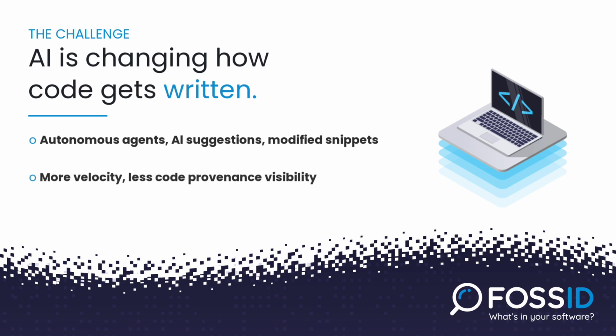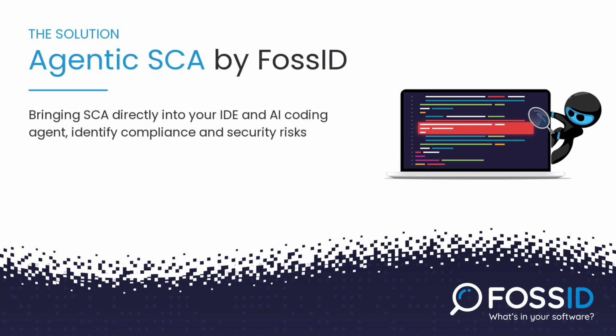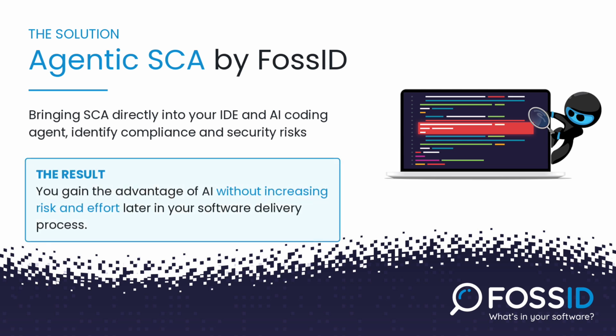This increased coding velocity with decreased code provenance visibility means more risk being discovered downstream when it's more costly to mitigate, thereby negating the productivity gains of AI-accelerated software engineering. Agentic SCA by FossID brings software composition analysis directly into the developer IDE and their AI coding agent, helping teams identify compliance and security risks while code is still being written. The result? You gain the advantages of AI without increasing risk and effort later in your software delivery process.